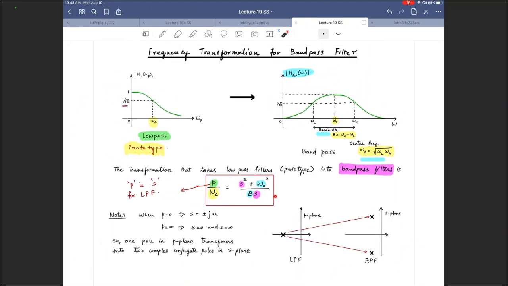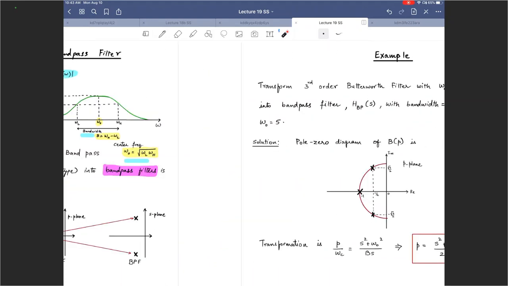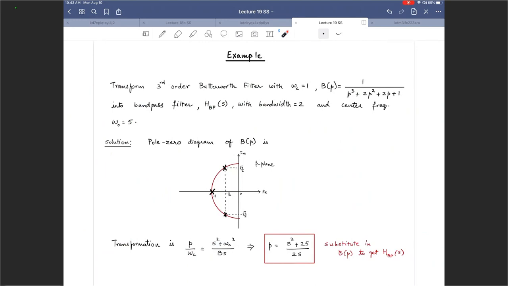We have seen the transformation equations that we are going to use to make a band pass filter from a low pass filter. Now the next step is to take a look at an actual example here. So we'll start off with a third order low pass filter, B of P. Think of P as S for the low pass filter, standing for prototype. And our cutoff frequency is 1, omega sub C is 1 for the low pass filter.